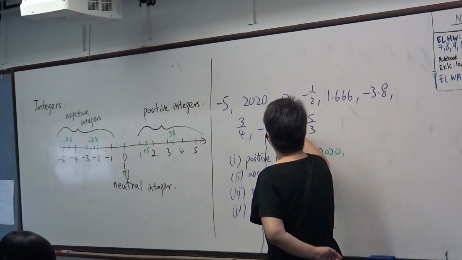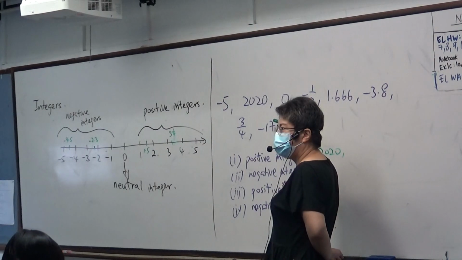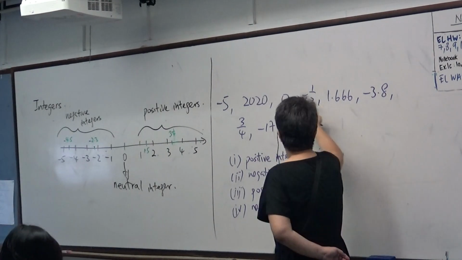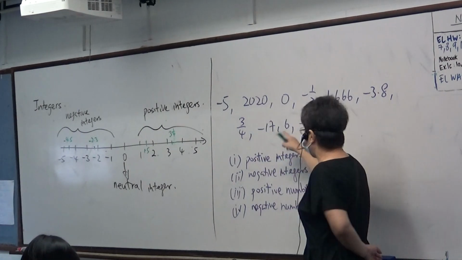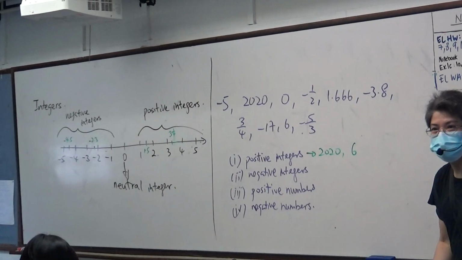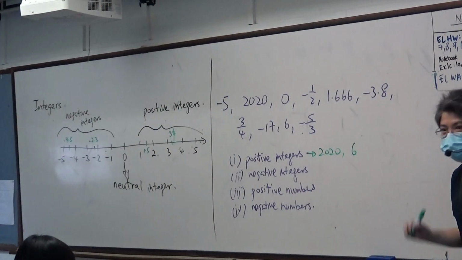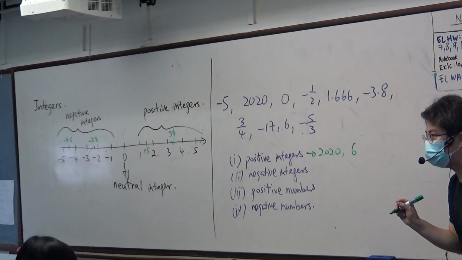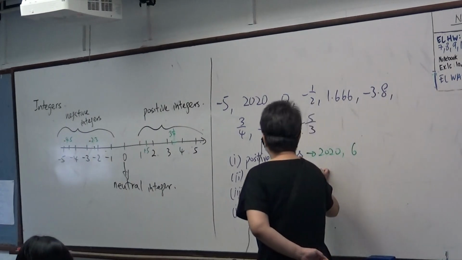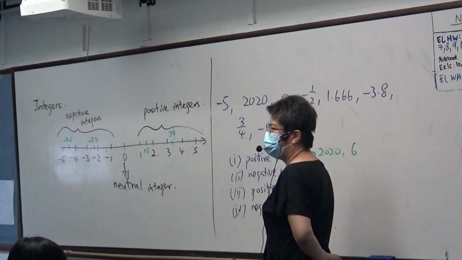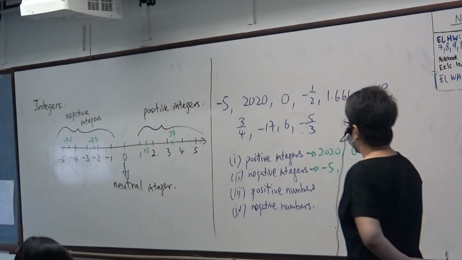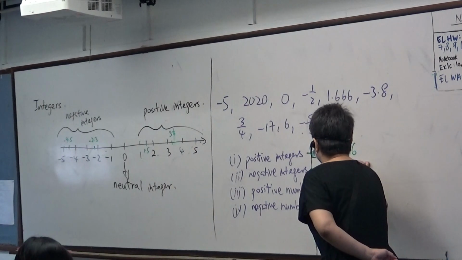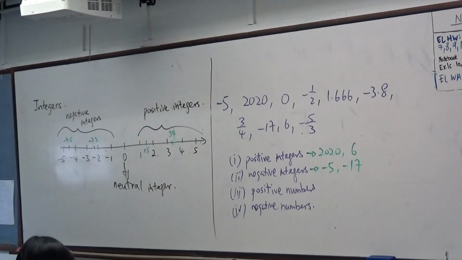20. This one? Is 0 positive? No. All these are not. What's the next positive integer? 6. Everybody clear? Positive integer means positive whole number. What about negative integers? Which is the first one? Negative 5. Followed by negative 1, 17. All these are negative integers.